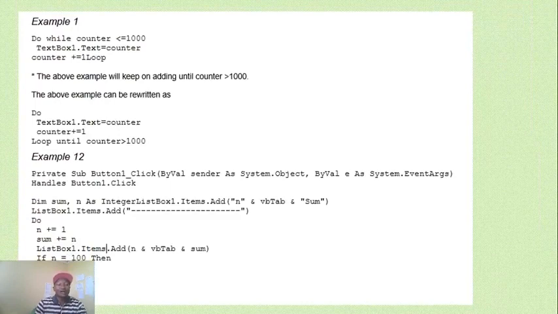Like now, example number 1 here, do while counter is less than or equal to 1000, then we have text box 1 dot text equals counter, then counter plus or increment equals 1, loop. The above example will keep on adding until counter is greater than 1000. The above example can be rewritten as follows here. Therefore, you can still rewrite it.